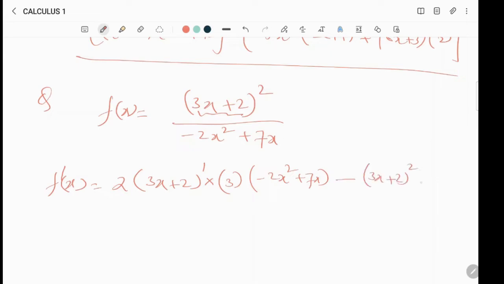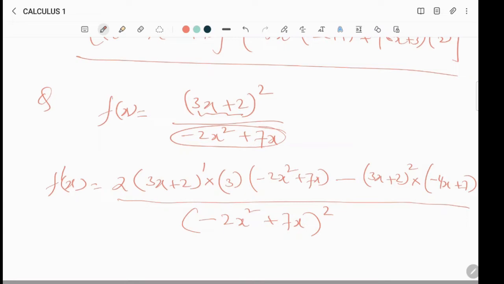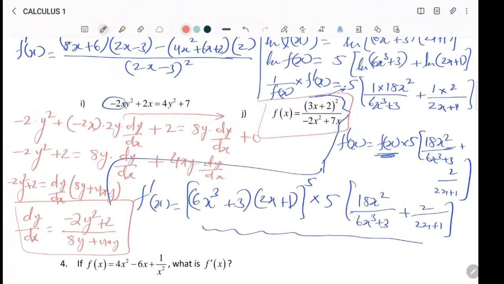So 3x plus 2 whole square, then times. We have to differentiate the bottom one, right? We have to differentiate that, which is minus 4x plus 7. Minus 2 times x square minus 4x plus 7 over minus 2x square plus 7x whole square. Okay, and now you can simplify, you can get your result. Simplification is not difficult. We have to first know how to differentiate, that I explained.